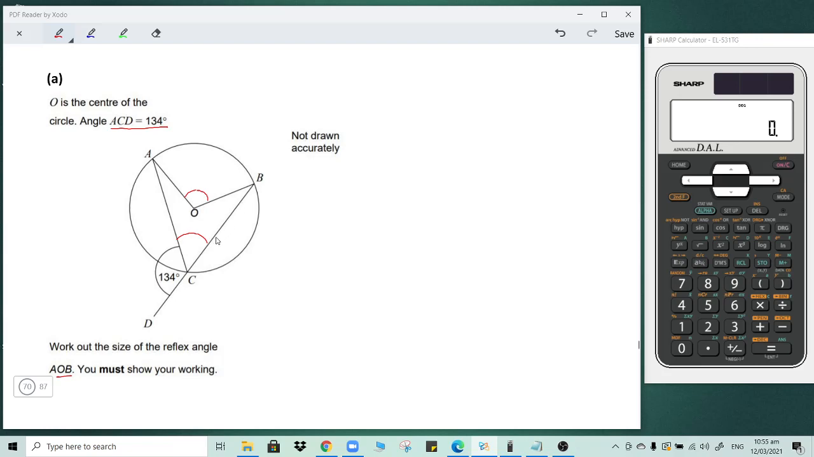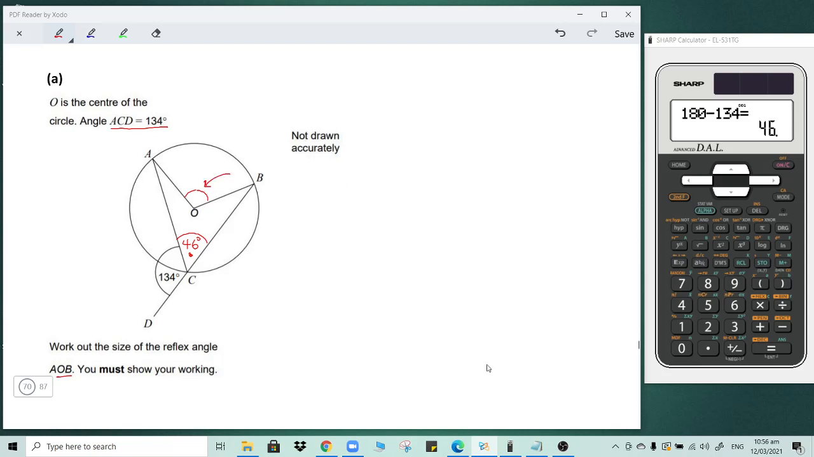Isn't this line here where the mouse is moving? You see the arrow? Isn't that a straight line? A straight line is 180 degrees. So I'm very sure we can find this angle very easily. We just have to take 180 and minus the 134, and we will get 46 degrees. Now don't lose track of the question. They want you to find this angle.